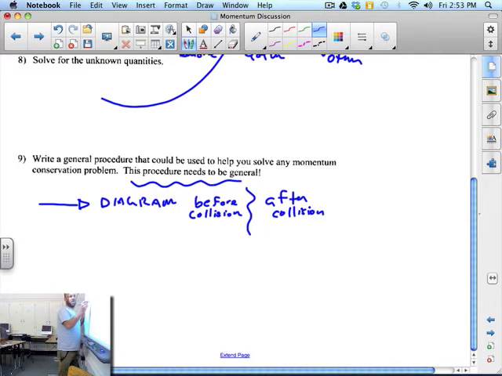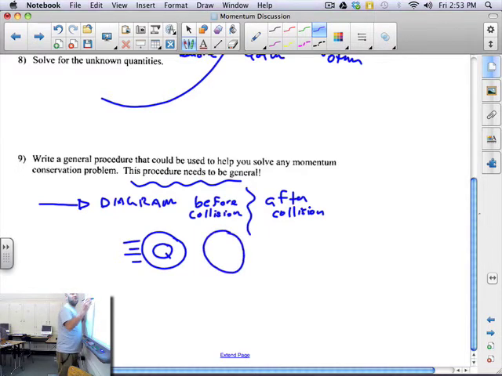If I redraw it, you were given this. You had a cue ball going this way. You had the other ball, I'll just make it an 8 ball, standing still. So its momentum is 0. Did you need to include the 8 ball's momentum? No, because its velocity is 0, so its momentum is 0. So adding it does nothing. Cool?